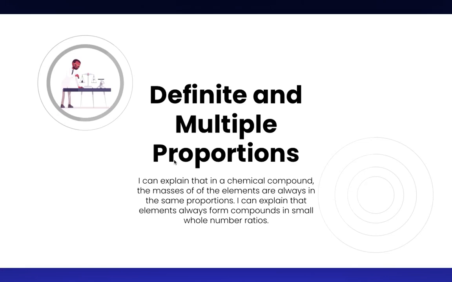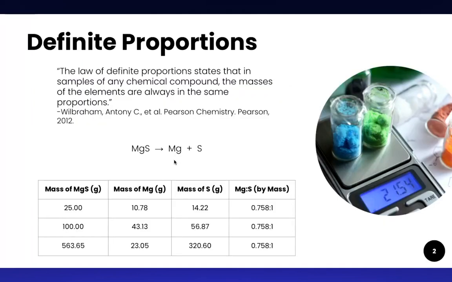Hello, chemistry students. Today we are going to talk about two laws, the law of definite proportions and the law of multiple proportions. The law of definite proportions states that in samples of any chemical compound, the masses of the elements are always in the same proportions. And I have this example here so that we can look a little closer.